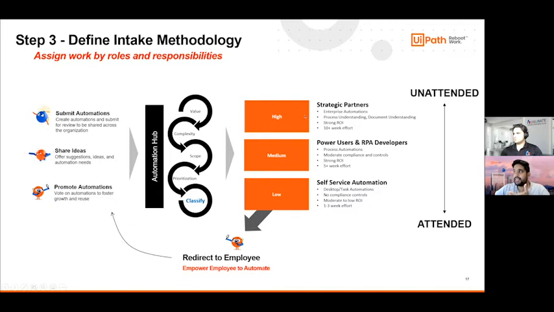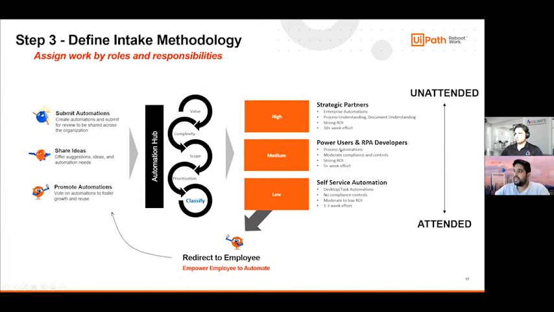The high complexity, high value tasks are probably going to be implemented by strategic partners like Accelirate. They're going to be a larger effort, but they have a very strong ROI, and they can incorporate more complex components like AI Center or document understanding because they're being implemented by a partner who has the skill set in that. As we start looking more at attended automation, yes, you can have the COE develop an attended automation and deploy it to the entire organization.